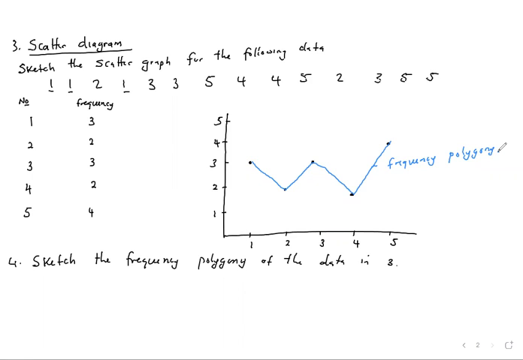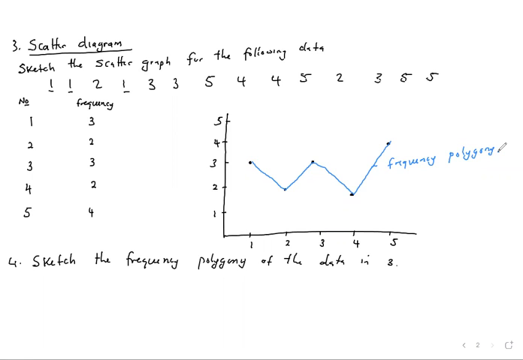Okay. Yes, so you can't connect if they haven't asked you to find the frequency polygon. If they ask for a frequency polygon, then you connect the points. The connecting of the points is adding to the scatter diagram. You find the frequency polygon.